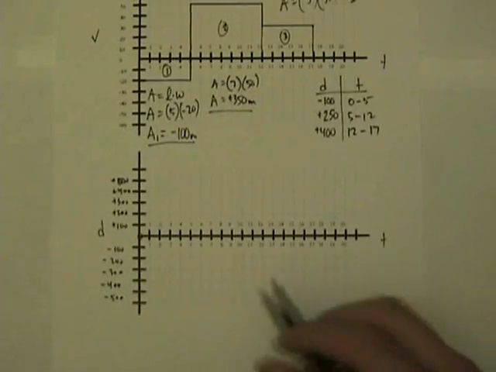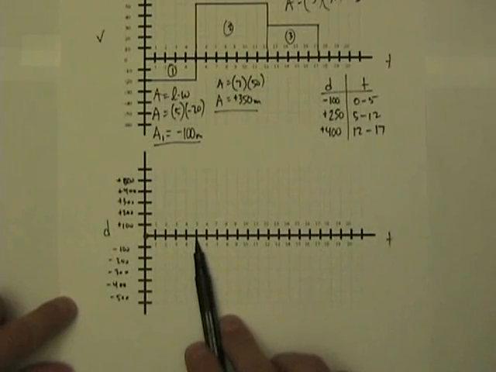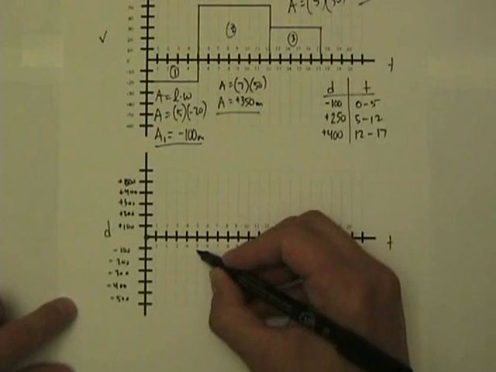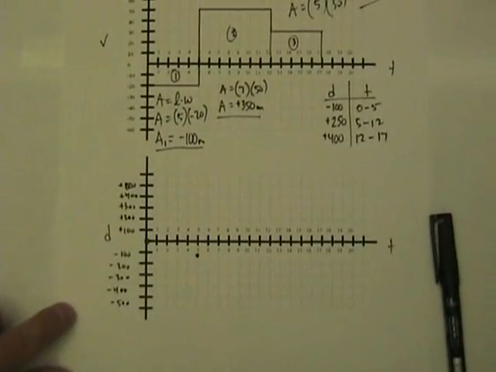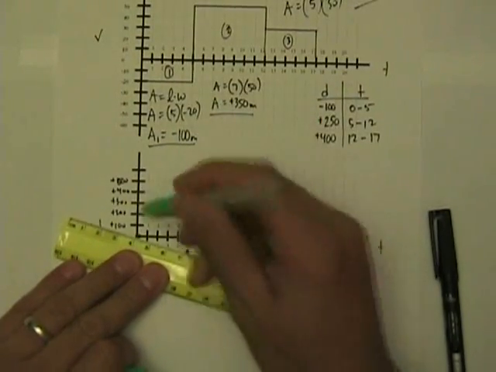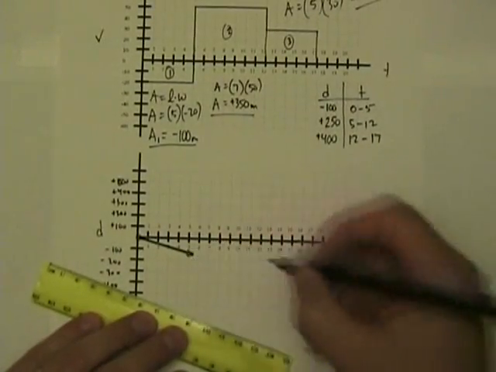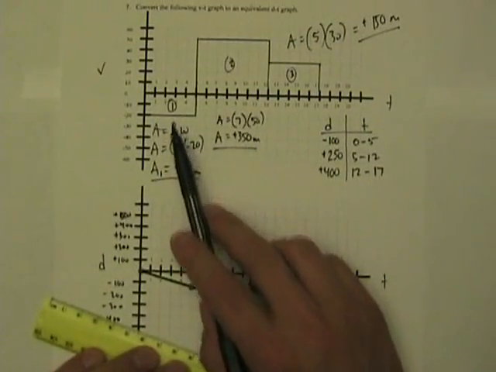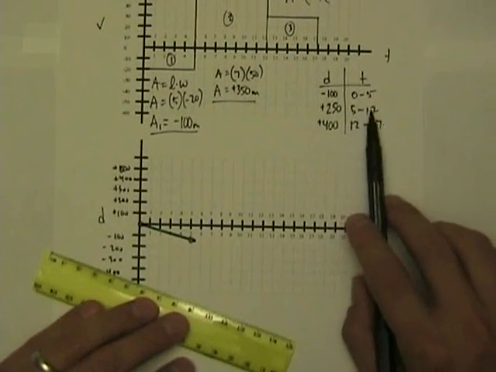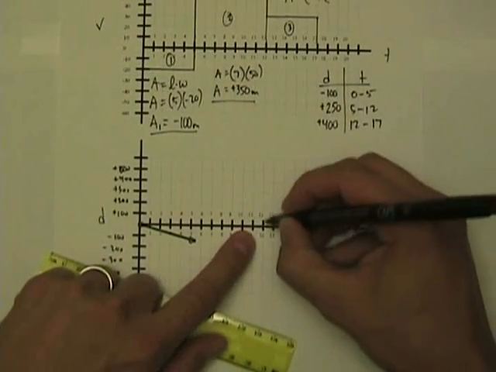All right, now here's what you do. You start off at 0. For the first 0 to 5, you go to 5 seconds, you know that you have to be at minus 100 meters. So at 5 seconds, you map it down to minus 100, which is there, and then you use your ruler and you draw your line. So there is your first constant velocity. That's a negative constant velocity on a VT graph, and that's a negative constant velocity on a DT graph. Now from 5 to 12, at 12 seconds, you have to be at positive 250.